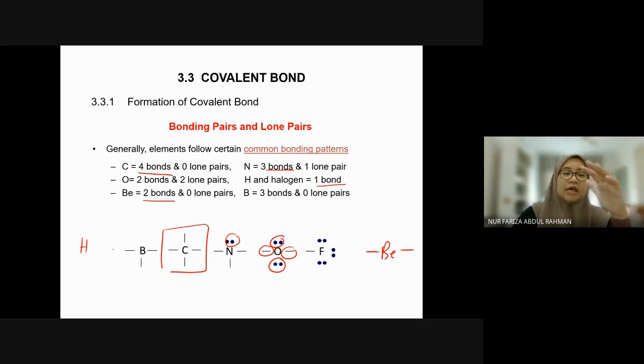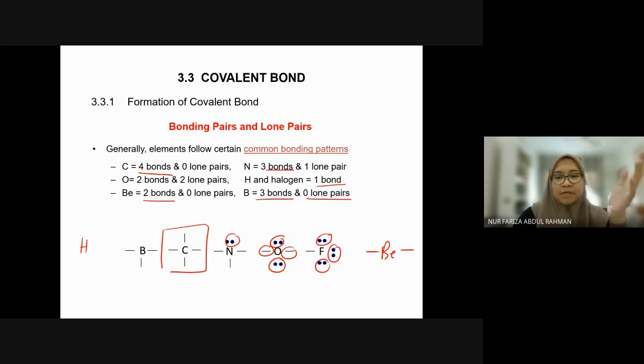Okay, hydrogen has no lone pair. Halogen has 3 lone pairs, which is equivalent to 6 electrons. Boron has 3 bonds, okay, it can have 3 bonds without a lone pair. This is the normal or common bonding pattern for common atoms.